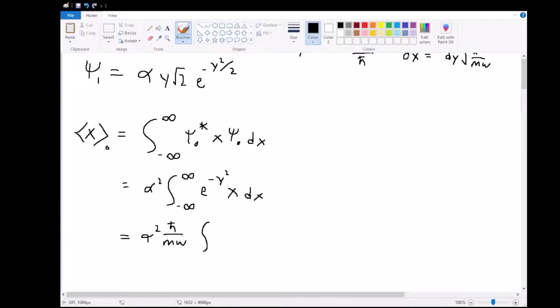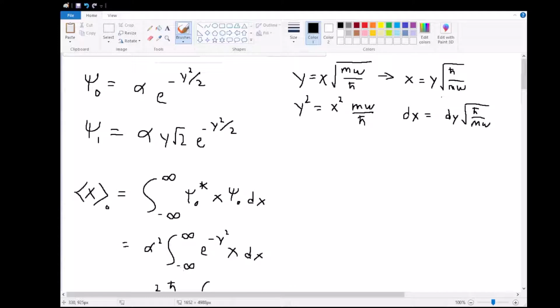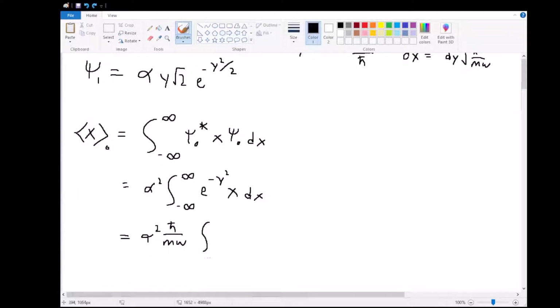multiplied by the integral. The integral bounds remain as negative infinity to infinity because x and y share a linear relationship. So if x goes to negative infinity, this is a constant, so y also has to go to negative infinity, same for positive infinity. So the integral bounds are still from negative infinity to positive infinity. And then we have e to the negative y squared times y times dy. This looks like a Gaussian, but in this case, it isn't.